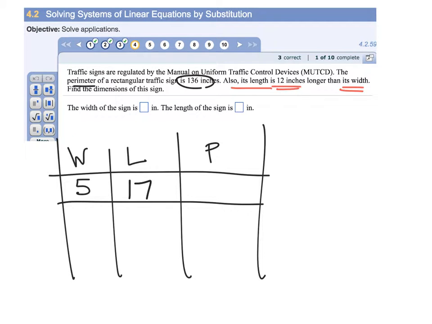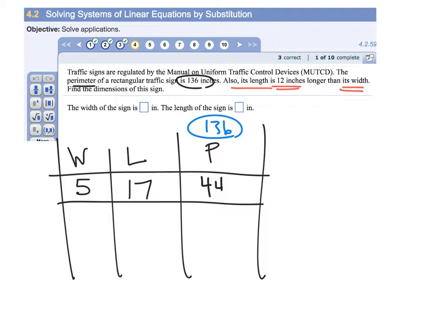Now, how do you get the perimeter? Well, the perimeter is going to be 5 plus 5 plus 17 plus 17. So I'm going to type that in: 5 plus 5 plus 17 plus 17, and I get 44. Oops, 44. Was that the right answer? No. My goal was 136.